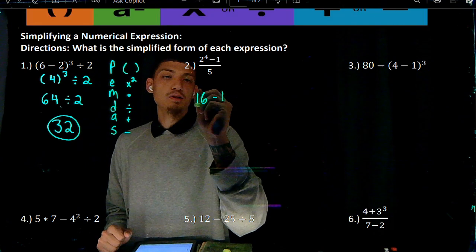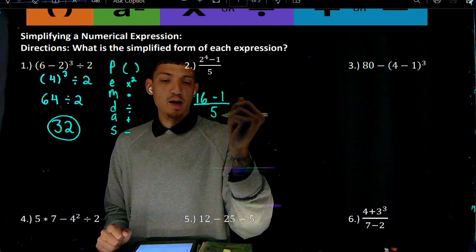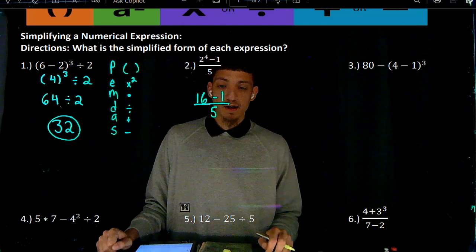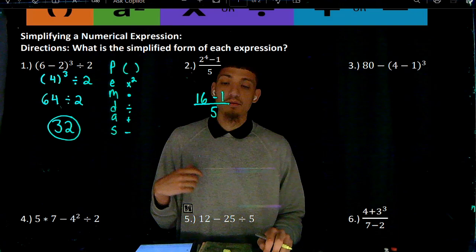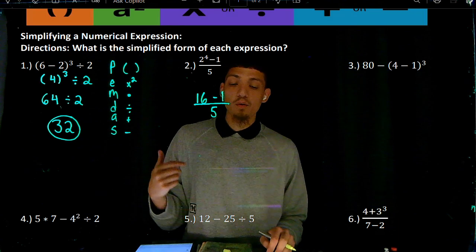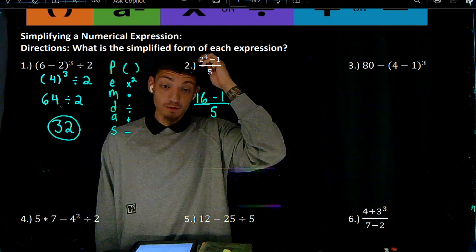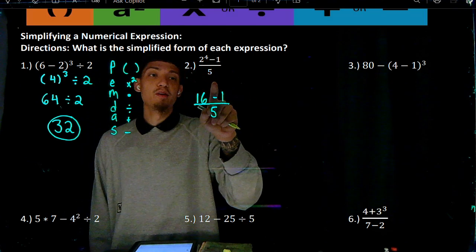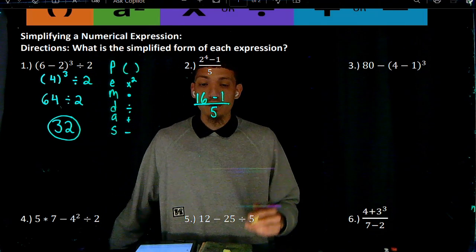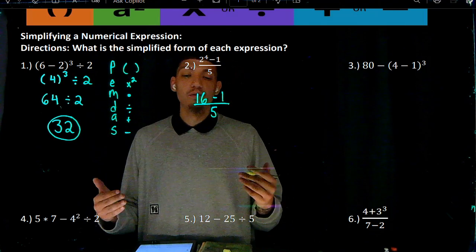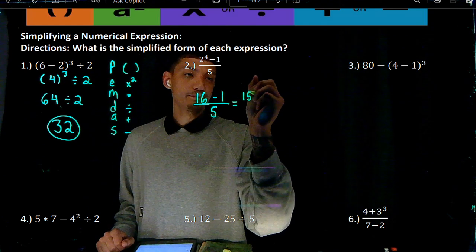I will say this is one of those problems where PEMDAS matters, but at the same time, we're going to have to do addition or subtraction before we can divide. I know that's going out of the order of PEMDAS, but whenever you have a problem set up like this in terms of a fraction, you must simplify both the numerator and denominator to a single numerical value. Then you will be able to divide. So 16 minus 1, that is 15.